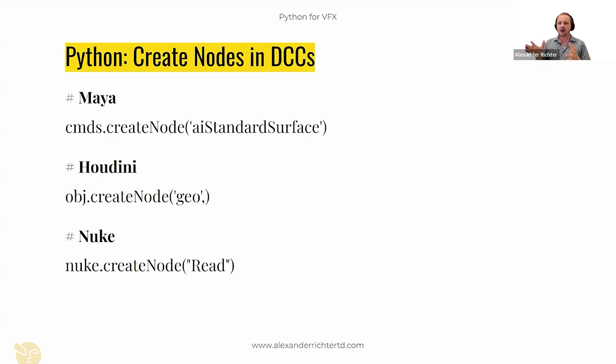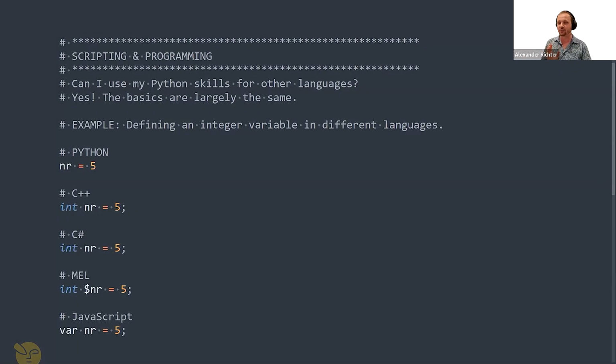So you can see, besides sometimes certain differences in naming and the way that things are structured, the main purpose of how it works is the same language, obviously, but also often the same principles. Literally, all these three different DCCs use the same command, the same function, to create a node, which is createNode. And that's really the unifying thing.